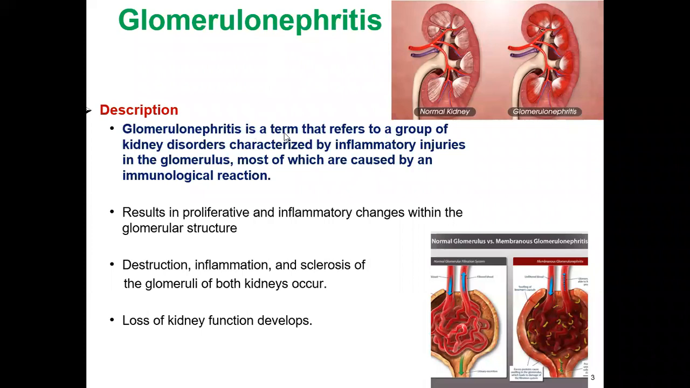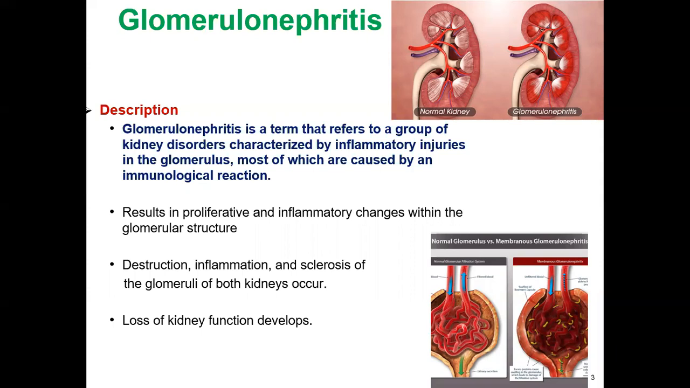Glomerulonephritis is a term that refers to a group of kidney disorders characterized by inflammatory injuries in the glomerulus, most of which are caused by an immunological reaction. So, inflammation injury in the glomerulus. In these two pictures, we see the normal glomerulus and this is the glomerulonephritis. First of all, we have to know what the glomerulus is.